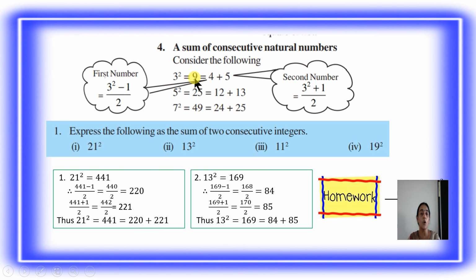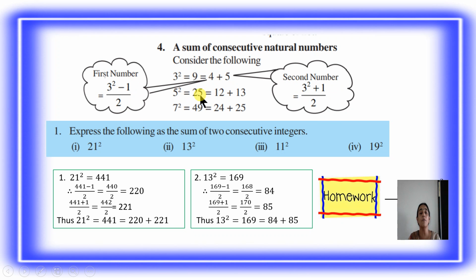So, what you do is 9 minus 1 upon 2 will be the first number. 9 minus 1 is 8. 8 upon 2 is 4. And 9 plus 1 upon 2: 9 plus 1 is 10. 10 upon 2 is 5. So, we can express it as 4 plus 5. This is the method.